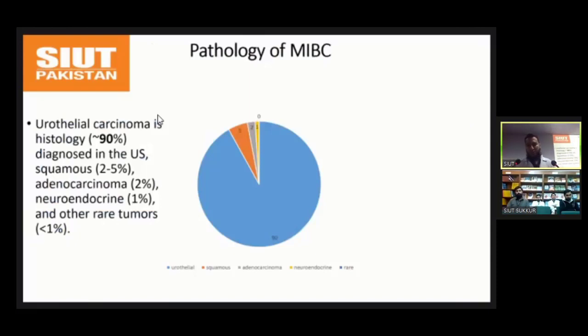According to the pathology of muscle invasive bladder cancer, 90% is urothelial cancer, 2 to 5% is squamous carcinoma, 2% is adenocarcinoma, 1% is neuroendocrine, and rare tumors are less than 1%.